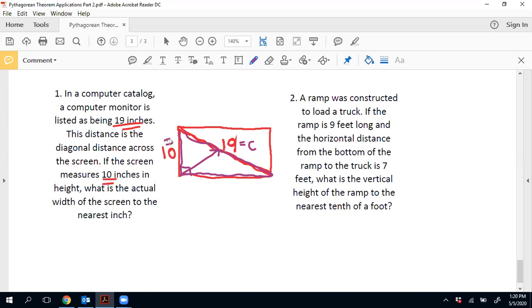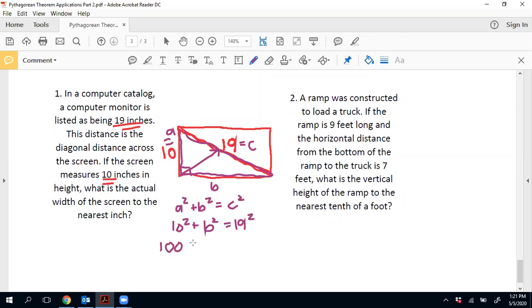So that means that 10 is one of our legs. We can make it A, and the other leg we'll make B, and it doesn't really matter. That's what we're trying to find. The Pythagorean theorem tells us that a squared plus b squared is equal to c squared. For a, what number am I going to fill in? 10 squared. Good. I don't know what b is, so I can still put b squared. But what do I know about c squared? 19 squared. Excellent.